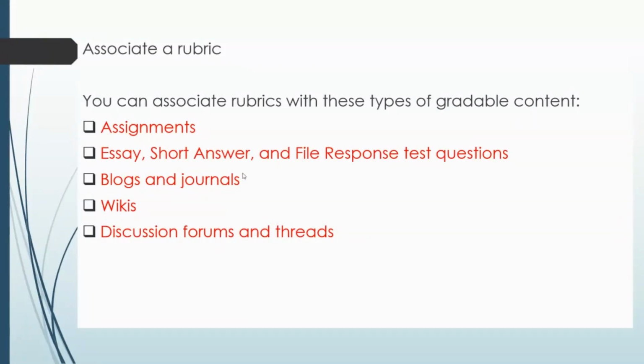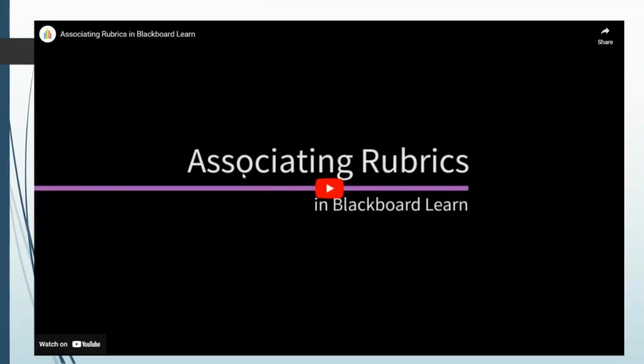You can associate rubrics with this type of graded content. You can associate rubric with assignments, as we will see now. You can associate rubric with essay, short answer, and file response test questions. You can associate rubric with blogs and journals. You can associate with wikis and discussion forum and threads. And how we can associate rubric with the content, it's very simple.